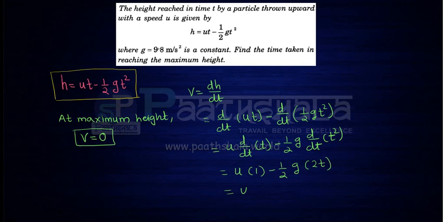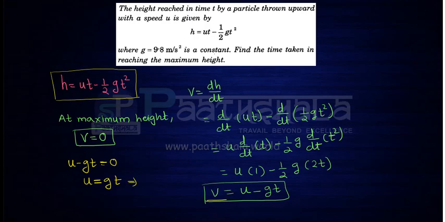Here let's simplify it. Half into 2 will get cancelled out with each other. We will get gt. So this is the velocity, that is the derivative of height with respect to time, u minus gt. But we know that at maximum height the velocity of the particle becomes 0. Hence v is u minus gt, which equals 0. So let's simplify it. We will get u equals g into t. So t will be u upon g.